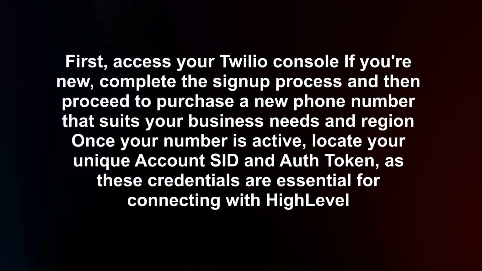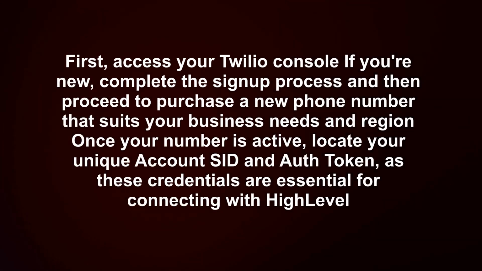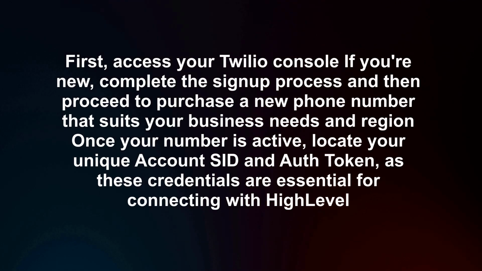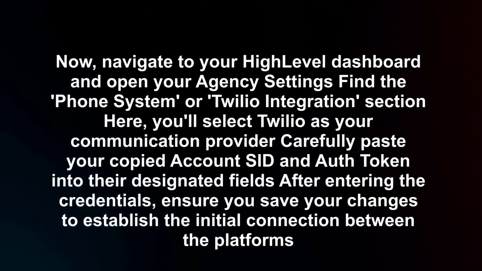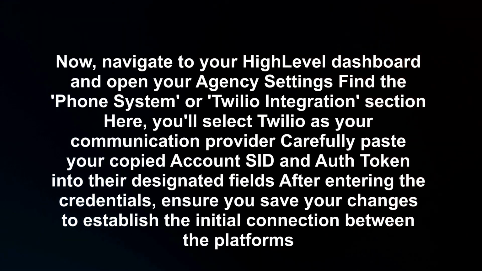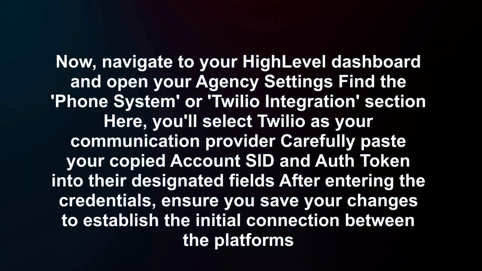Once your number is active, locate your unique account SID and auth token, as these credentials are essential for connecting with HighLevel. Now, navigate to your HighLevel dashboard and open your agency settings. Find the phone system or Twilio integration section here. You'll select Twilio as your communication provider.